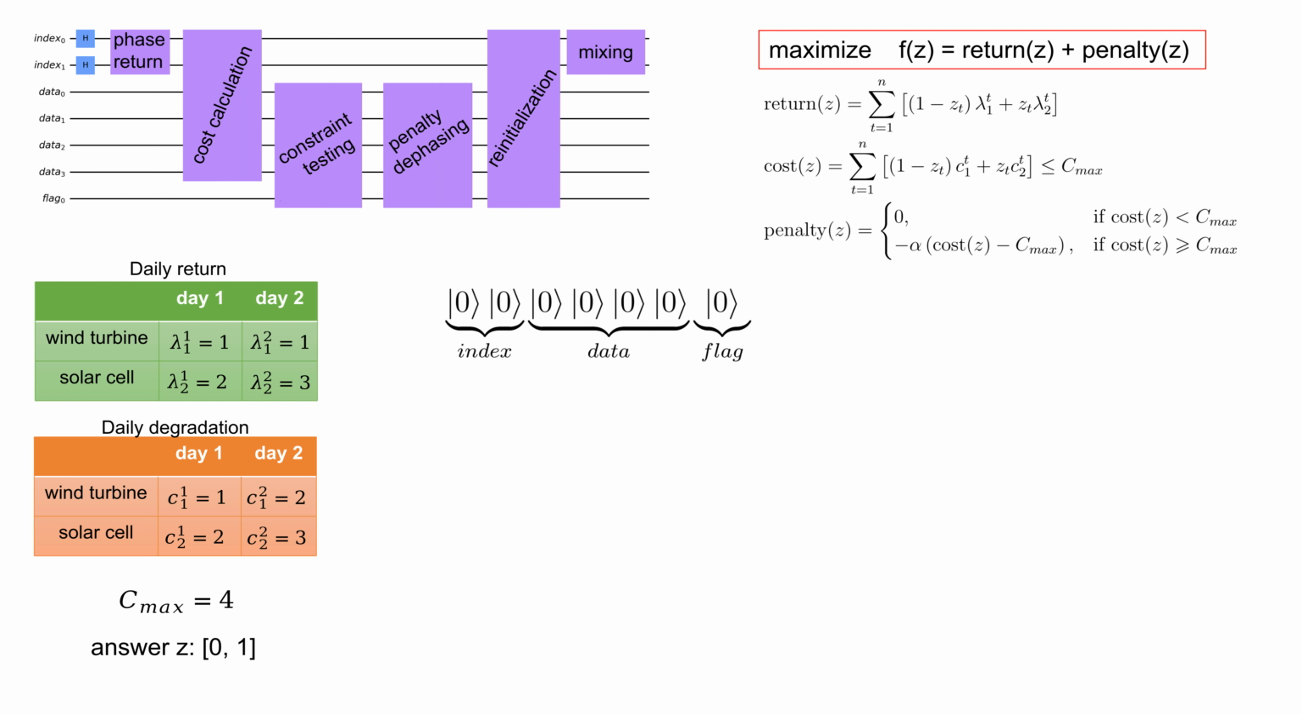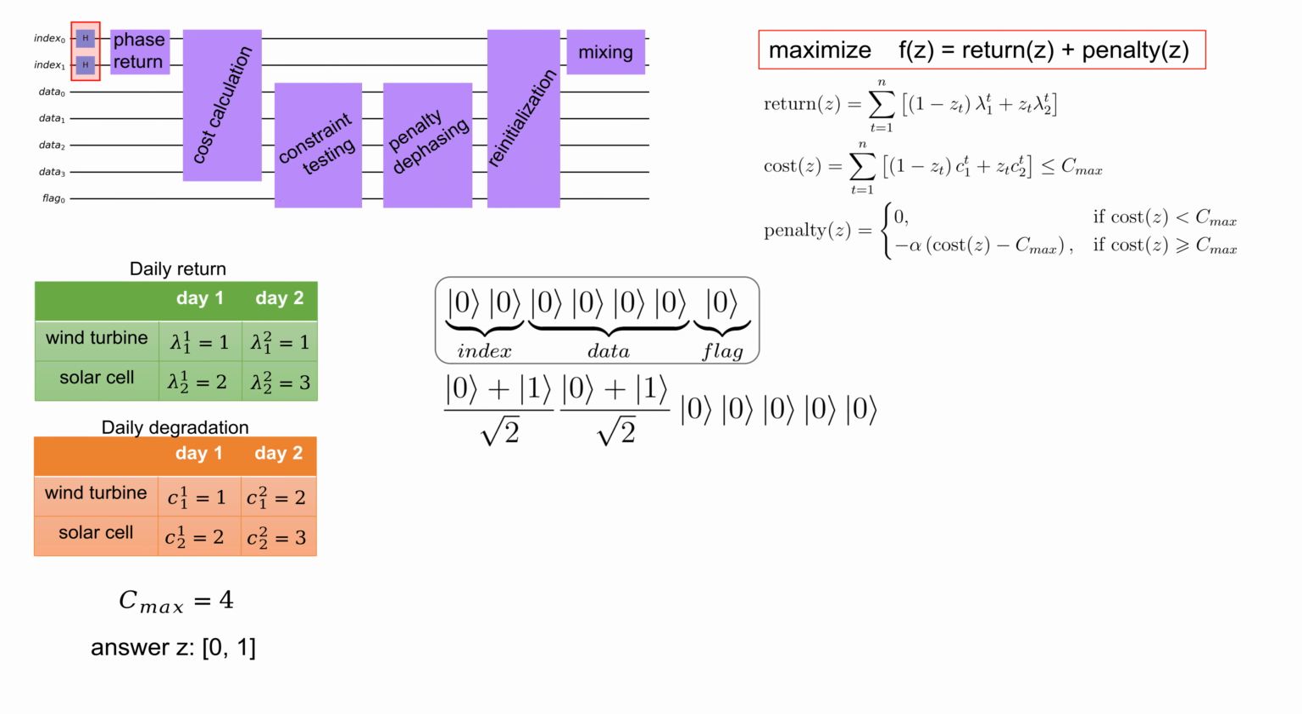This is the first application of parameterized unitary operators. First, we apply Hadamard gates to the index qubits. This creates a state at which the probability to measure any of 4 possible combinations for the schedule is the same.